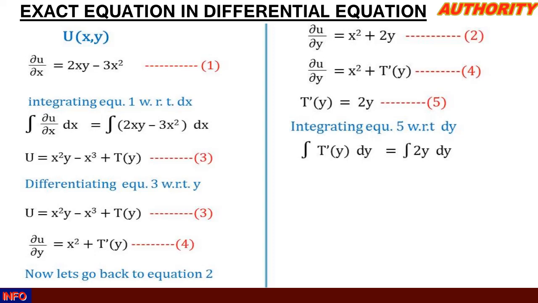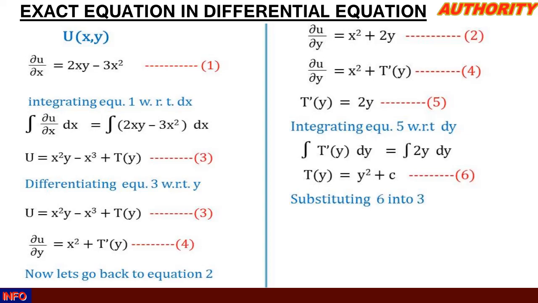So when we integrate this t prime of y, it's just going to take away the derivative. Then we have our t of y equal to, and when we integrate 2y, it's going to give us y squared plus c. Let's call this equation 6. Now let's go back to equation 3.